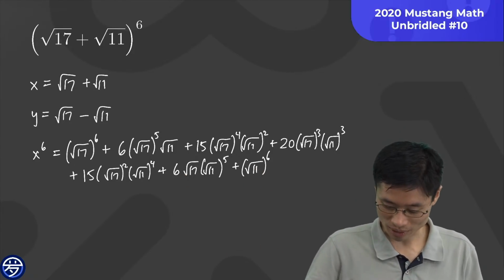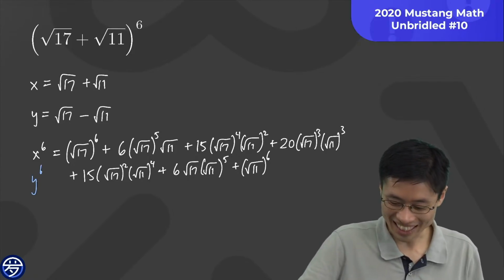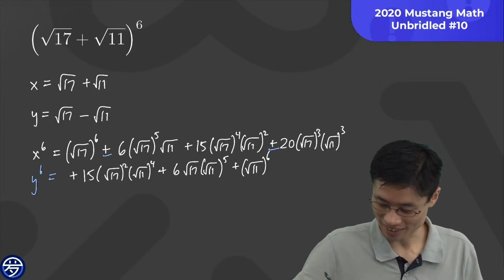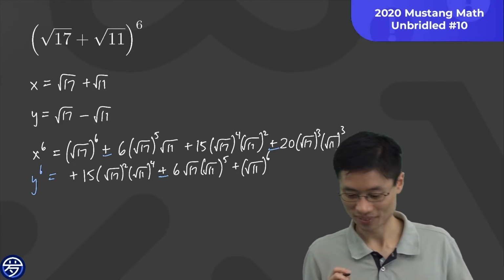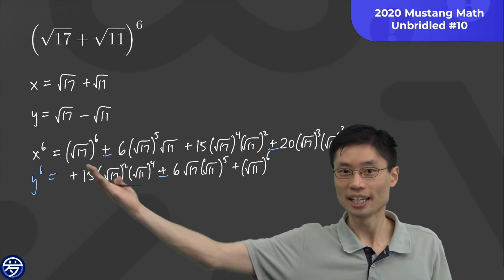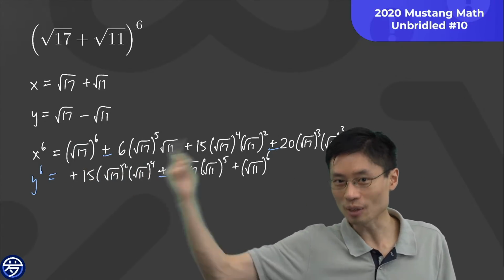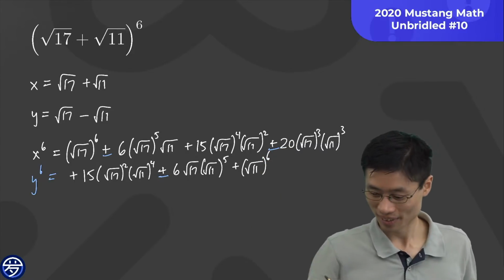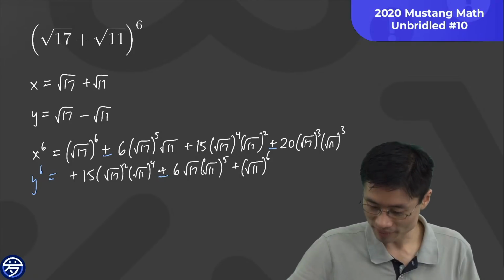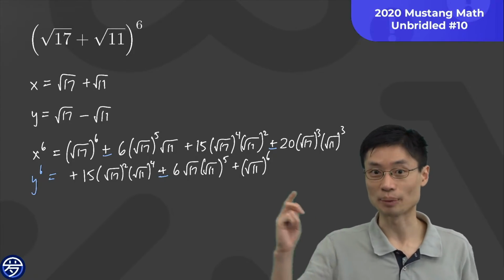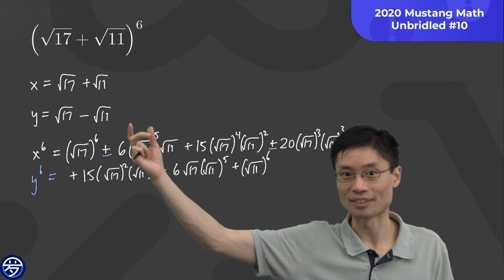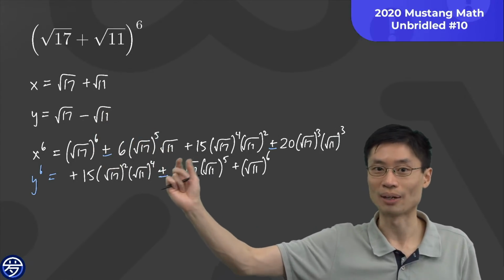Now I'm going to do something that you should never do in class. y to the 6th equals all of this where I put minus signs here. Are people seeing what I just did? So the y to the power 6 is the same thing, except that in a few of the places I put minus signs. This one over here is hard to read. This is a minus sign. The reason is because when you do this with negative root 11, it's when root 11 is to an odd power that you put a minus sign.